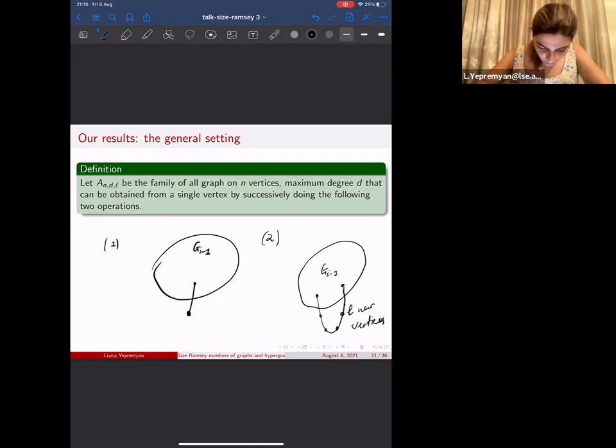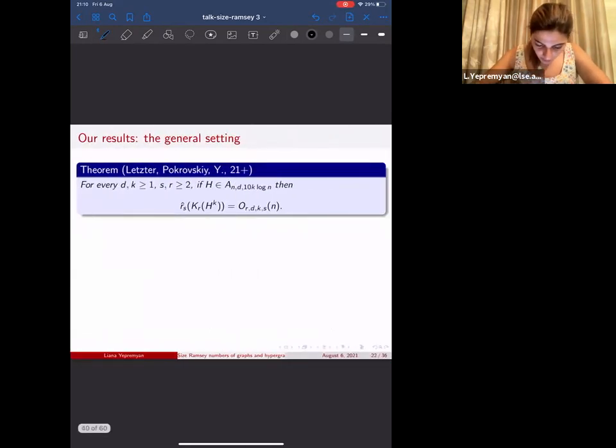And the general result that we prove is the following: if you take any graph in this family and you take its kth power, and then you take the graph of arc cliques, its size Ramsey number is going to be linear. It's not hard to see that all these previously mentioned families, the hypergraphs of paths and trees, can all be obtained as part of this family.